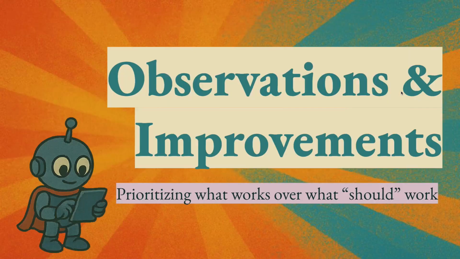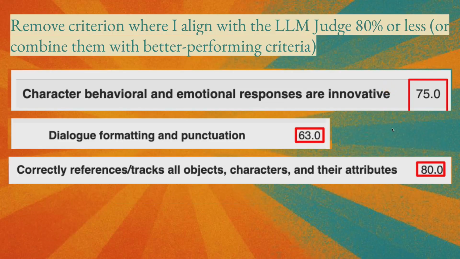All right, so let's look at observations and improvements. The big theme here is I want to prioritize what works over what should work. So the first thing I'm going to do in my next LLM Judge iteration is remove criteria where I align with the LLM Judge 80% or less. So character, behavioral, and emotional responses are innovative, dialogue formatting and punctuation, and correctly references tracks all objects, characters, and their attributes. The first two I'm going to delete.